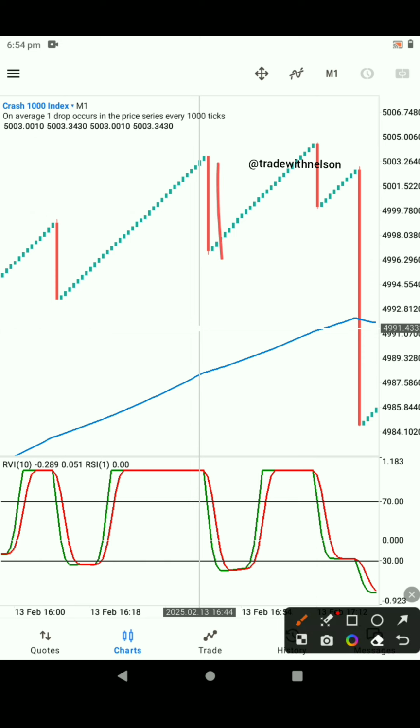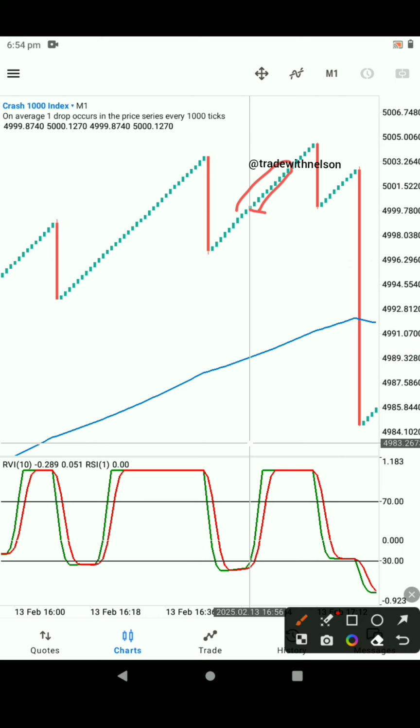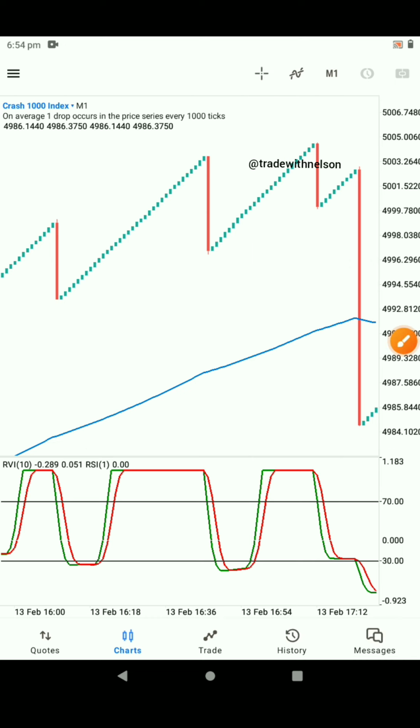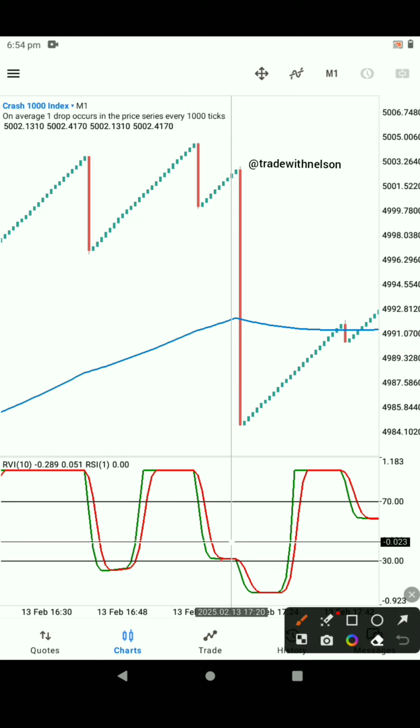Spike to the downside. The relative vigor index enters into the 30 level. You see a visible cross at this point. You enter a buy, count your 5 candles, and you're out. But if you look over here, the market crosses, but it crosses above the 30 level. So you have no trade, so you avoid this long spike to the downside.